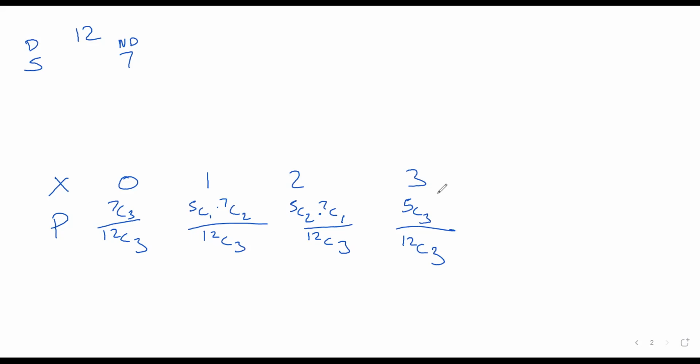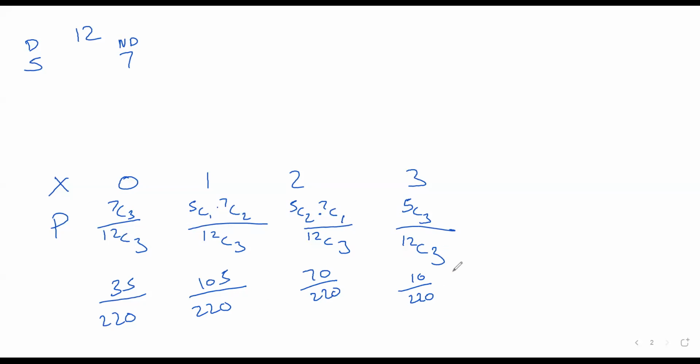So 12C3 will be 220, and 7C3 is 7 into 6 into 5 over 6, so 35. 35 by 220. 7C2 is 21, and 21 into 5 is 105. 5C2 is 10, 10 into 7 is 70 upon 220. 5C3 is also 10 by 220. So 105 plus 70 plus 10 plus 35. Yes, it is coming 1.